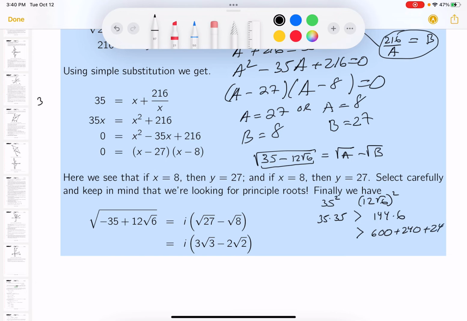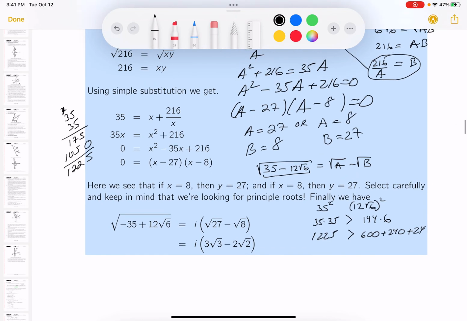Now let me do the 35 squared for you. 5 times 5 is 25. 5 times 3 is 15, 17. 3 times 5 is 15. 3 times 3 is 9, and that's 10. 7 and 5 is 12. I hope you realize that 35 squared is greater than 12 root 6 squared. So what I'm saying is that this number here is positive.